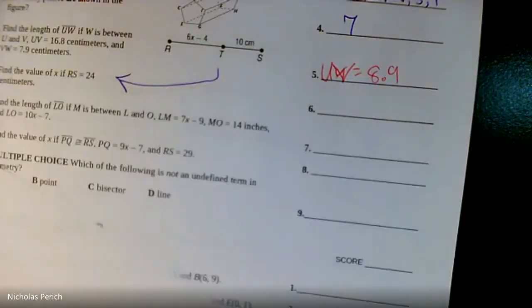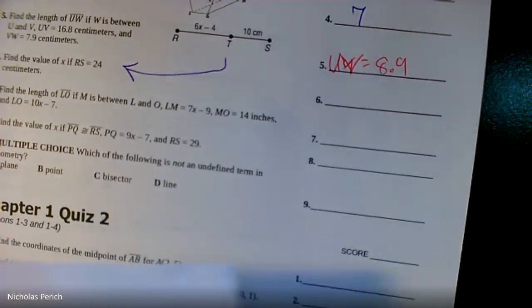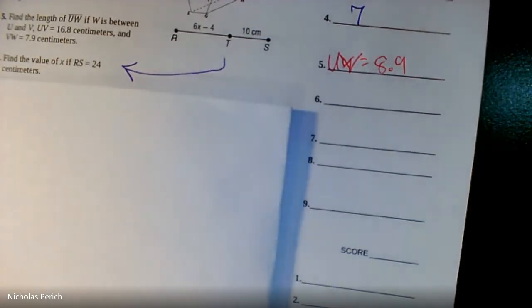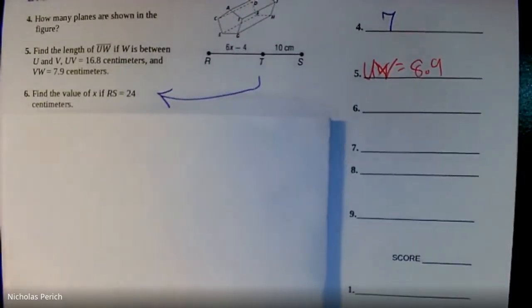Speaking of didn't make a mistake, let's take a look at 6, which has to do with that picture right there. Let me fold this paper over. 6, find the value of X if RS equals 24. All right. Find the value of X.